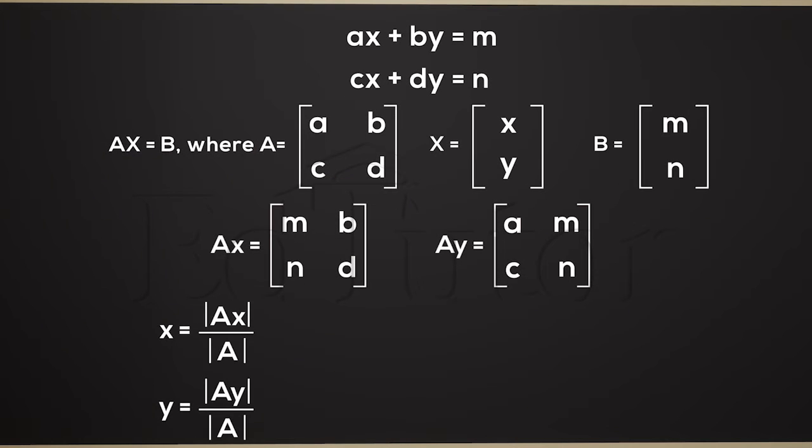The rule tells us that the variable x will be equal to the determinant of matrix Ax divided by the determinant of A. Similarly, variable y will be equal to the determinant of matrix Ay divided by the determinant of A. This is Cramer's rule. But how did we even get these formulas? Are they really that simple? Yes, they are. Let me show you the proof.